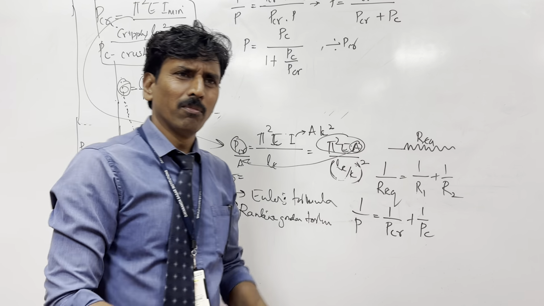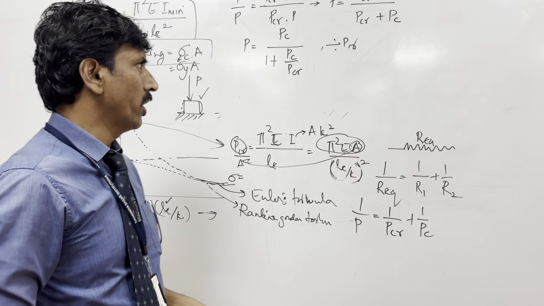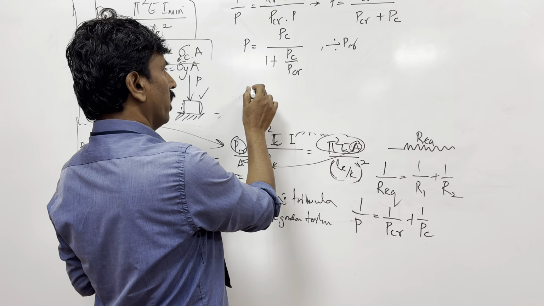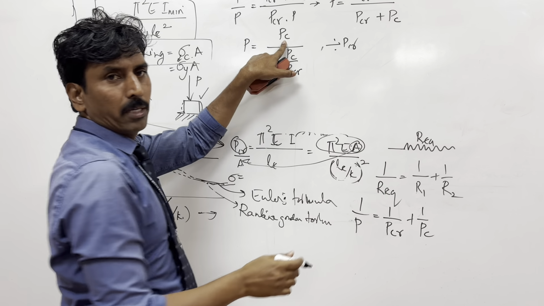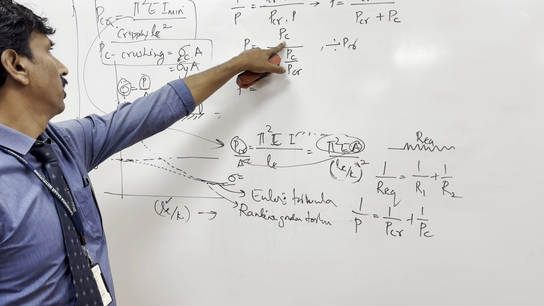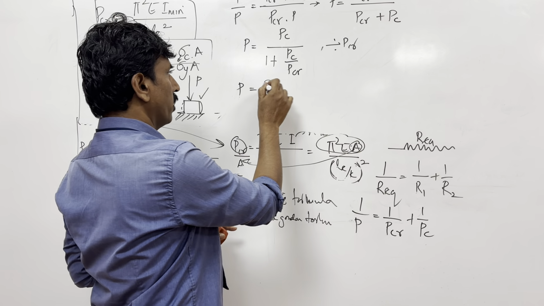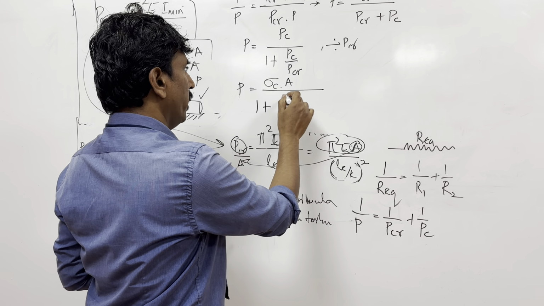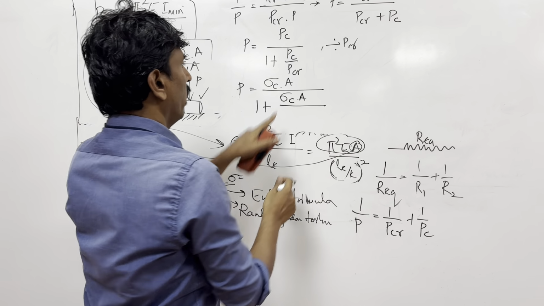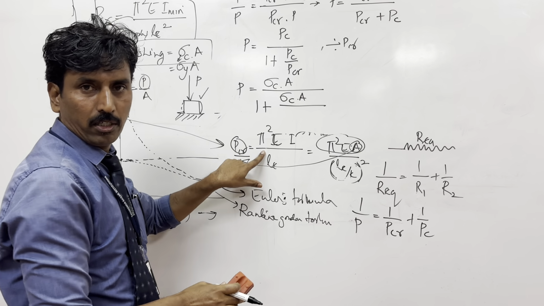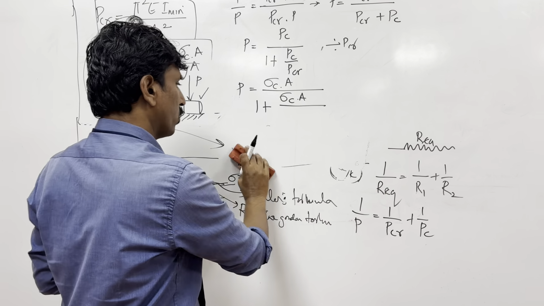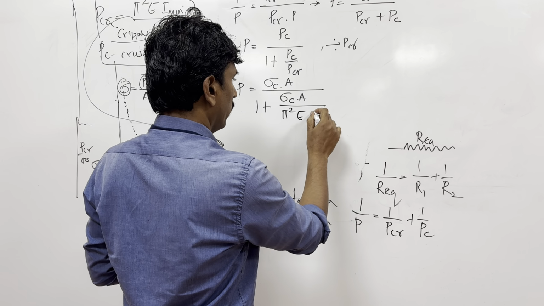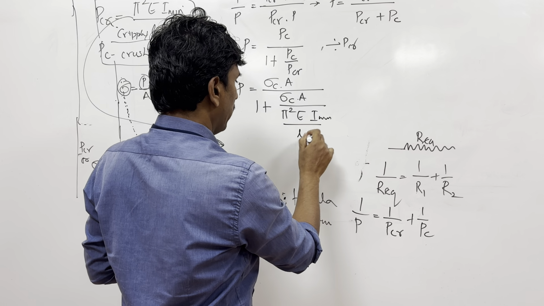So we are trying to do some adjustments here, so as to get a final equation. So then you know what is PC and PCR now. What is PC, guys? Basically, what is PC? So crushing load. So that is sigma C into A, and then 1 plus PC, that is sigma C into A, and PCR is nothing but pi square E I minimum by L square.